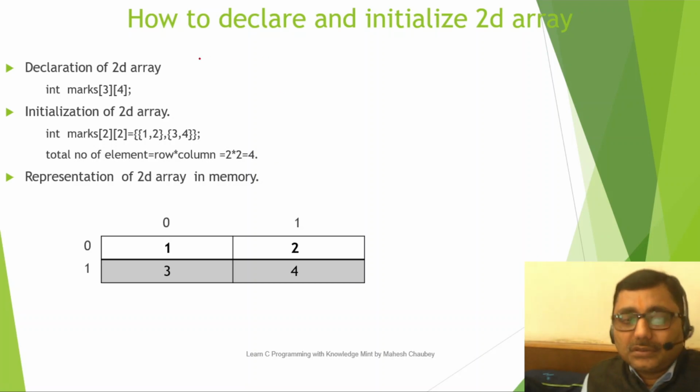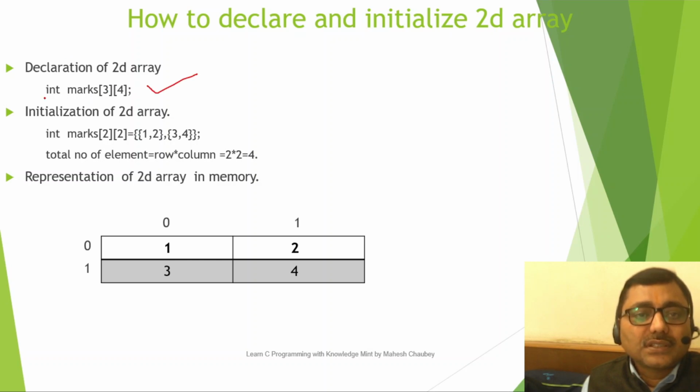Now we'll learn how to declare and initialize a 2D array. Declaration we have already discussed, but we'll revise. It has the data type, the name of the 2D array, the number of rows and the number of columns. To initialize a 2D array, this is the data type, the name of the array, the number of rows is 2 and the number of columns is 2.